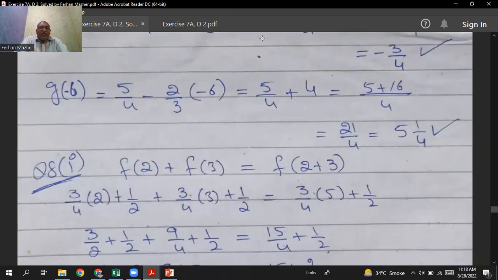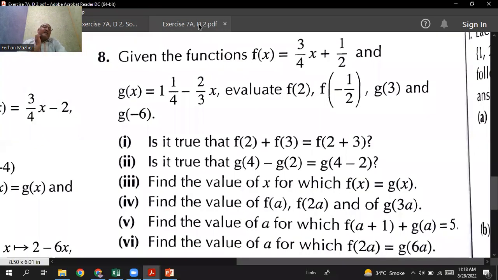Okay. So now let's move to the next question. The next question is the first part. He says, is it true that f of 2 plus f of 3 is equal to f of 2 plus 3?